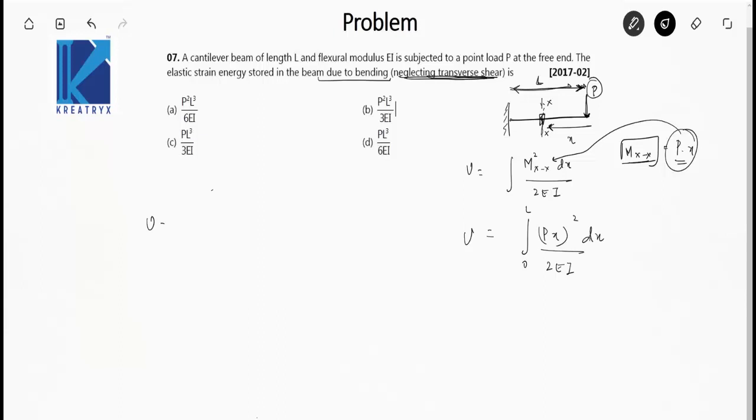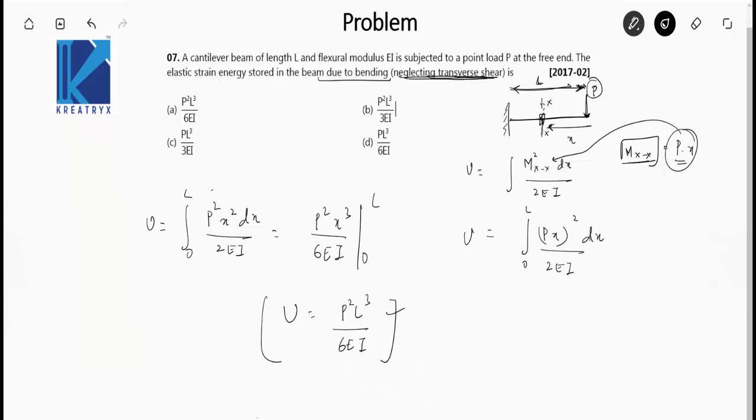So U is equal to the integral from 0 to L of P square x square dx by 2EI, which is equal to P square x cube by 6EI, from 0 to L. So the elastic strain energy stored in the beam due to bending is equal to P square L cube by 6EI. Very basic case to find the elastic strain energy stored. Okay, so let's move on to the next question.